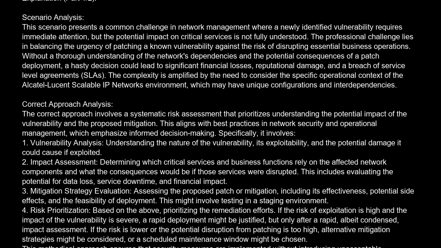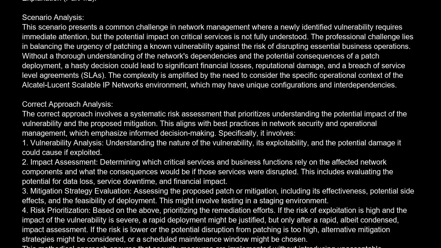The professional challenge lies in balancing the urgency of patching a known vulnerability against the risk of disrupting essential business operations. Without a thorough understanding of the network's dependencies and the potential consequences of a patch deployment, a hasty decision could lead to significant financial losses, reputational damage, and a breach of service-level agreements, SLAs. The complexity is amplified by the need to consider the specific operational context of the Alcatel Lucent Scalable IP Networks environment, which may have unique configurations and interdependencies.